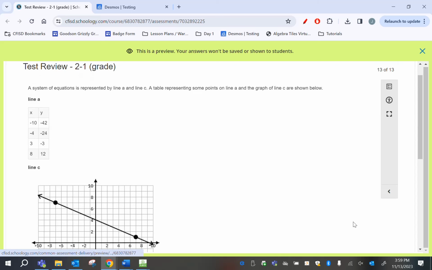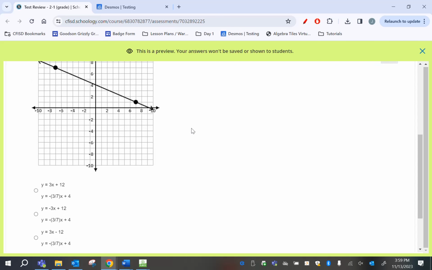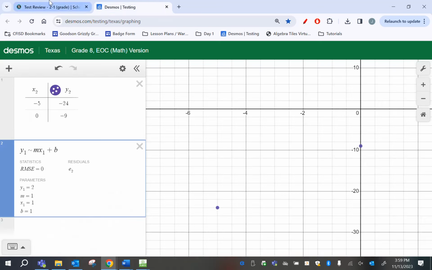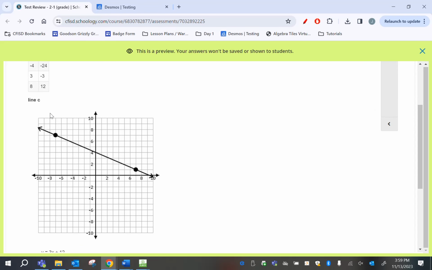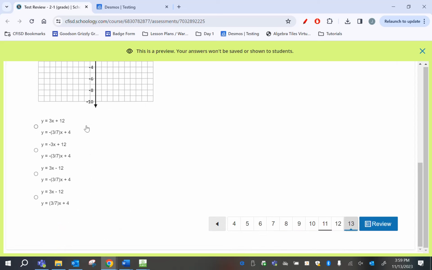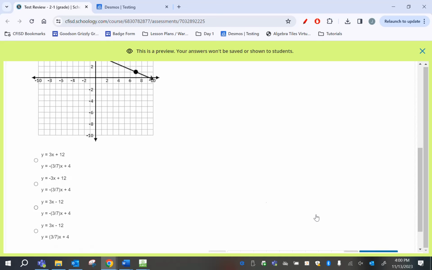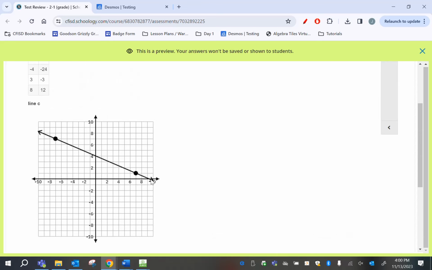And then the last question on the review is almost the same thing. They give you two lines. One is represented by a table. The other is represented by a graph, so there's a couple ways you could find the slope and y-intercept. But again, they also highlight some points for you. So maybe just identify those points and put them into Desmos to get the two equations that match the system of equations. All right, that's the whole review. I pretty much covered every question on it. Good luck on your test. You can all do very well.